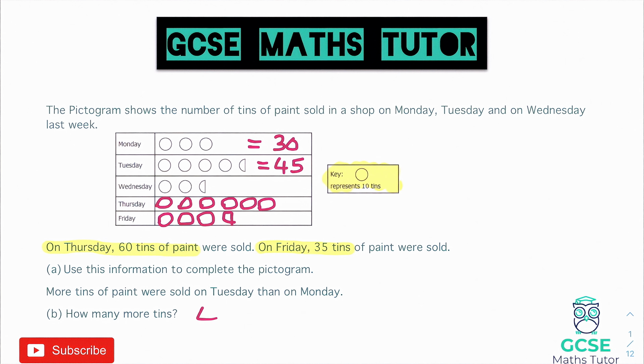You can show your working out. That's 45, take away 30, which is going to equal 15 extra tins that are sold on Tuesday as opposed to Monday. And there we go, there's pictograms.